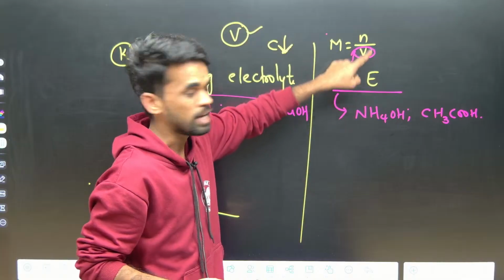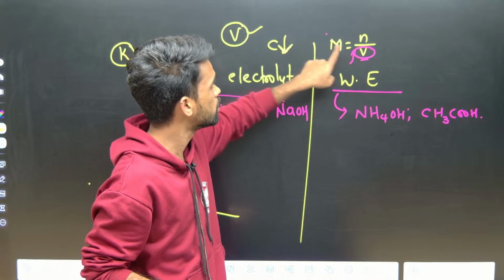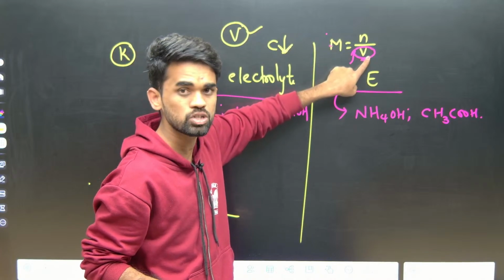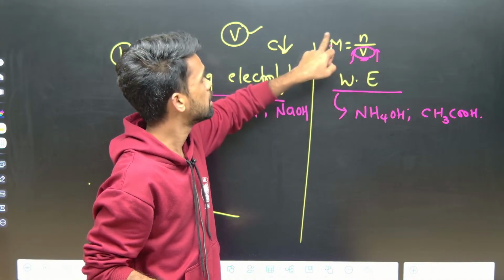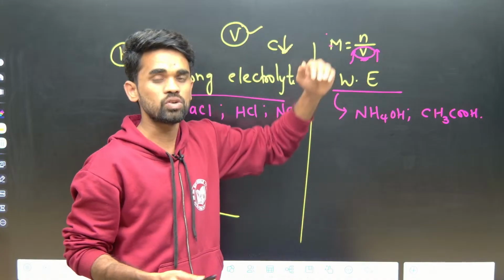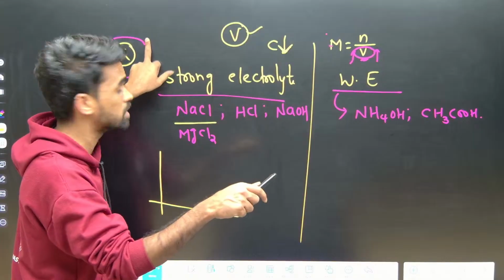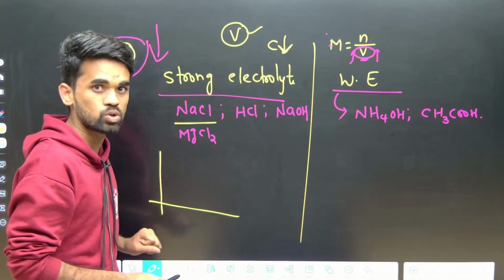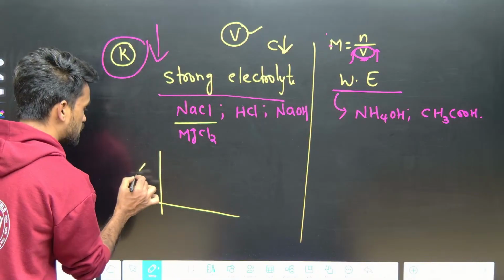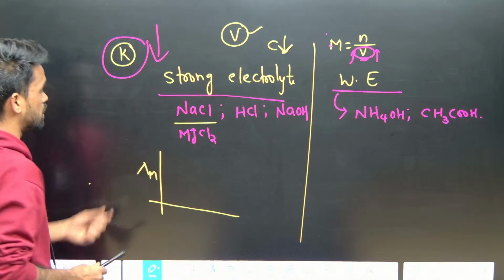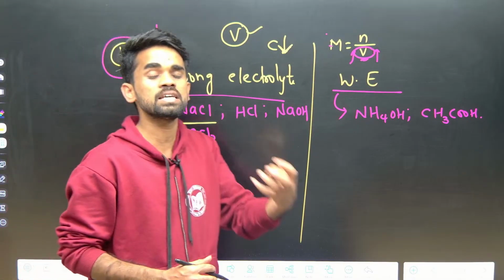How are they related? Number of moles is in the numerator and volume is in the denominator, so molarity and volume of solution are inversely related. Upon dilution, volume increases and concentration decreases. So when you decrease the concentration, conductivity K decreases for an electrolyte, whether it is strong or weak. But molar conductance and equivalent conductance increase upon dilution.